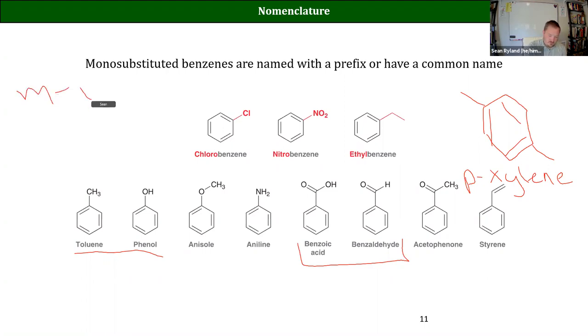M-xylene would be if your two methyl groups are not opposite each other, but they're also not next door to each other. They're one removed. So that would be m-xylene. And then o-xylene, ortho-xylene, would be if the two methyl groups were right next to each other.